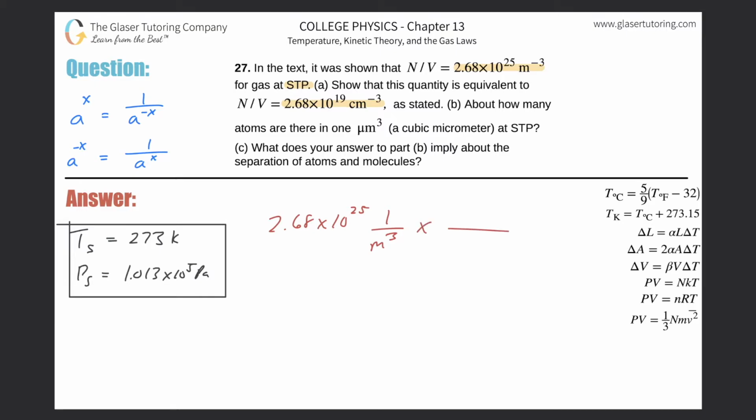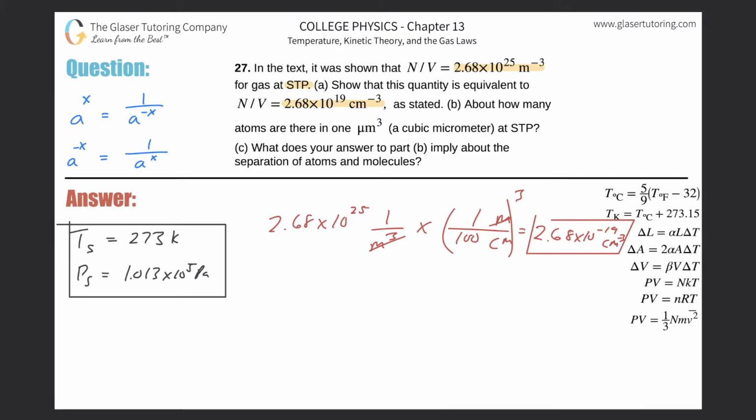Now what I simply have to do is get rid of the meter. I put that on the top, centimeter on the bottom. I know there's 100 centimeters in a meter. And then I have to cube this result because I need the meters to cancel perfectly, and I need cubic meters, cubic centimeters. So now all we have to do is plug this in. It's 2.68 times 10 to the 25th divided by 100 cubed. And what do we get? We get 2.68 times 10 to the minus 19. That's exactly what they told us it should be. And that's 1 over centimeter cubed, and then I can bring it back to centimeter to the minus 3. Good enough.